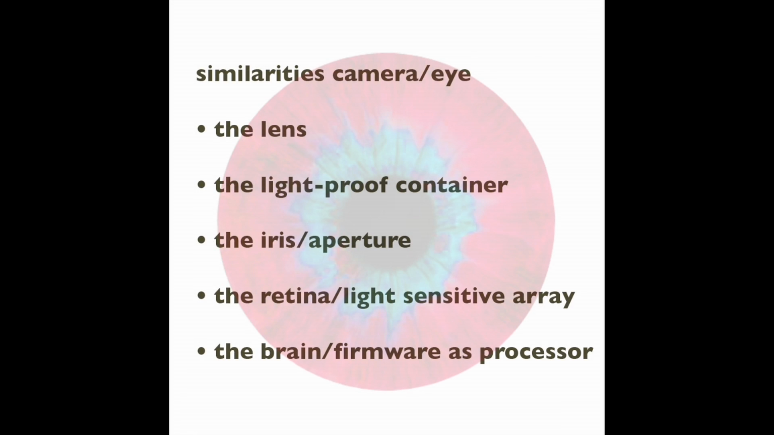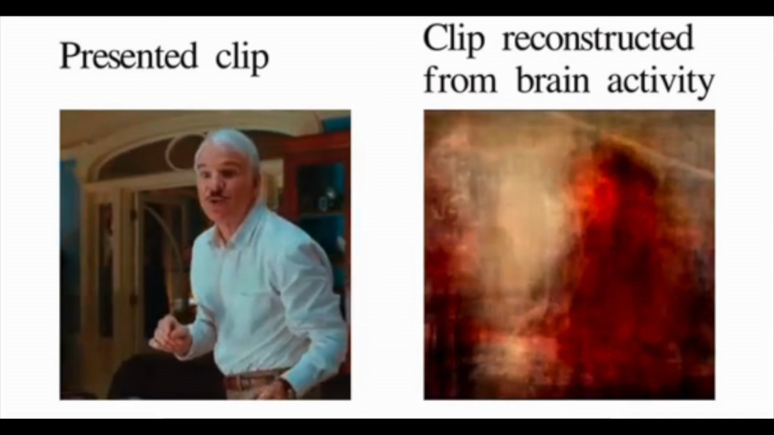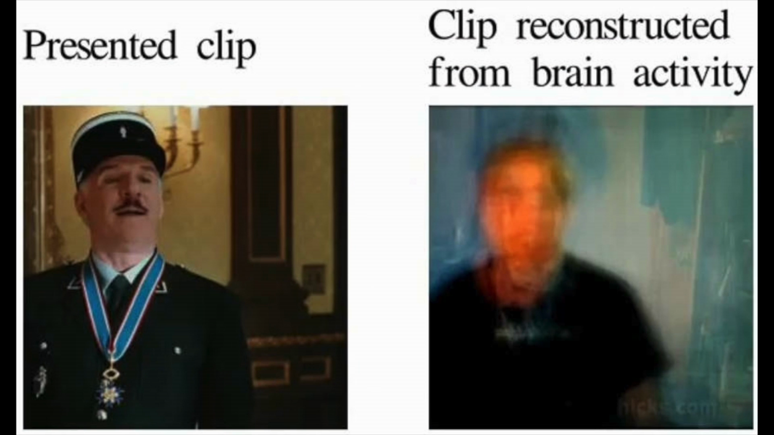To recap, there are 5 very clear similarities between the camera and the eye: the lens, light-proof containers, the iris and the aperture, light-sensitive arrays, and processors. And finally, the following images were created by recording the brain's blood flow through the visual cortex and filtering the data in a computer program to recreate an image. In other words, a visual photograph direct from the brain.